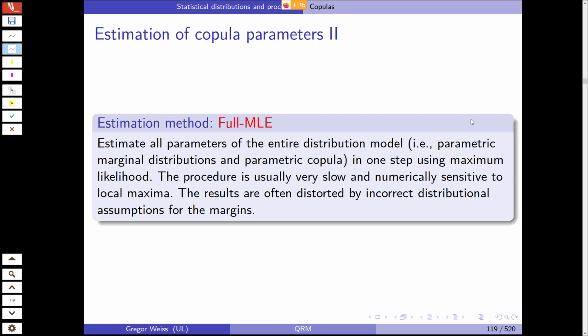So the first is full maximum likelihood. Estimate all parameters of the entire distribution in one step using ML. Very slow, very numerically sensitive to local maxima, and it is often distorted by incorrect distributional assumptions, because if you make a wrong assumption on the marginals, well, the results will be horrible.